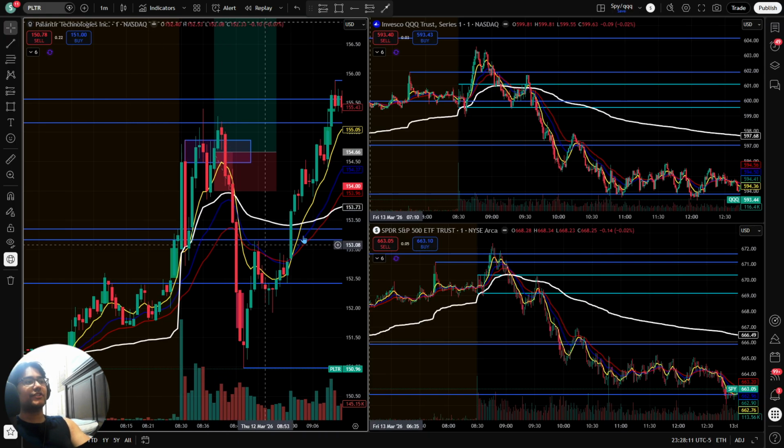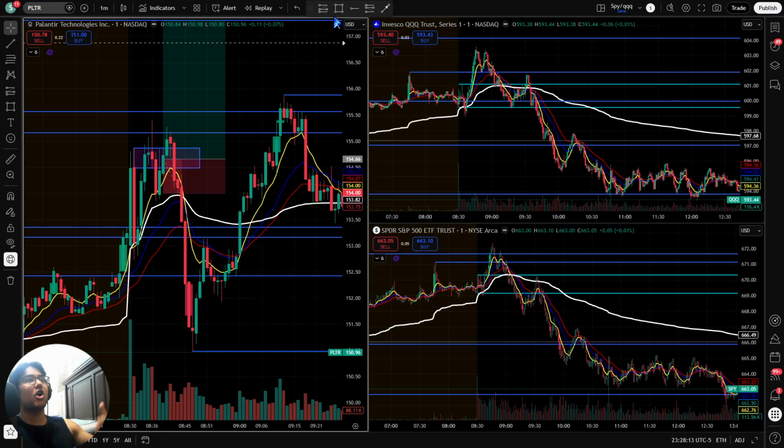But these two are key levels, right? So previous day high, pre-market high level, right? So we expect strong buying and selling at these areas, right? These are very strong areas of liquidity.